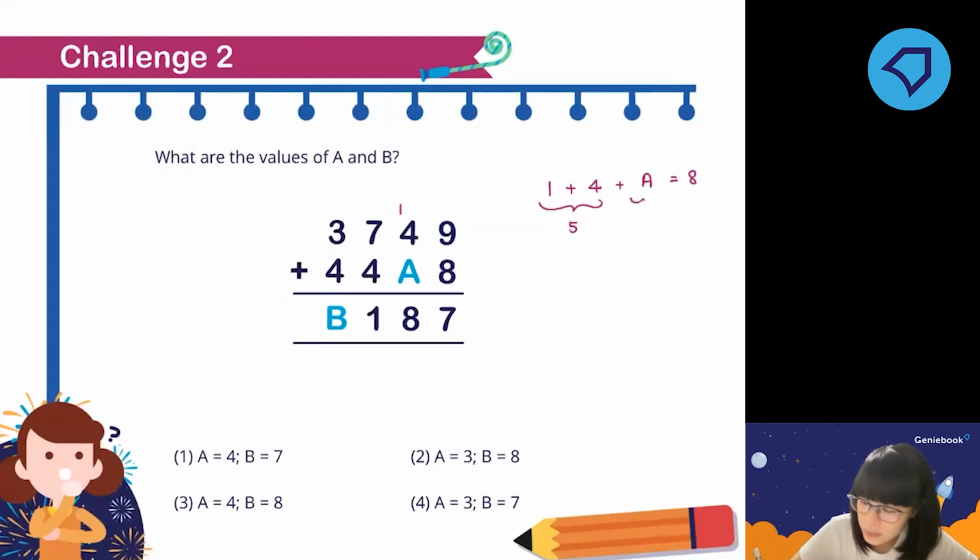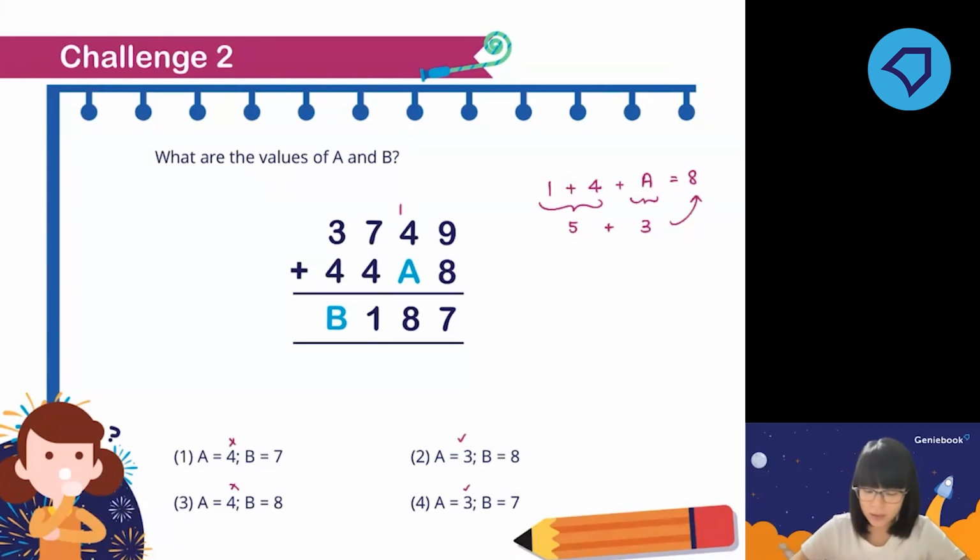So what should A be? A must have a value of 3, isn't it? Yes, because 5 plus 3 will give you the answer 8 over here. Therefore, A cannot be 4. A has to be 3. Okay? So 1 plus 4 plus 3 is equal to 8.